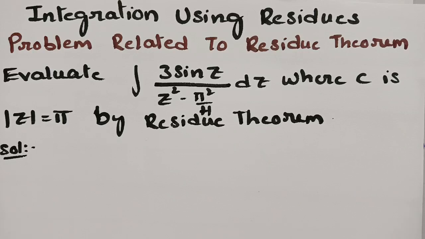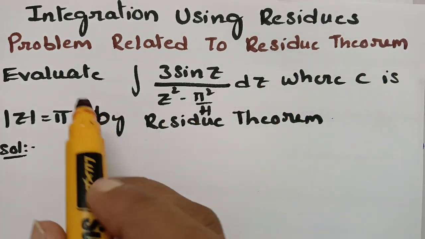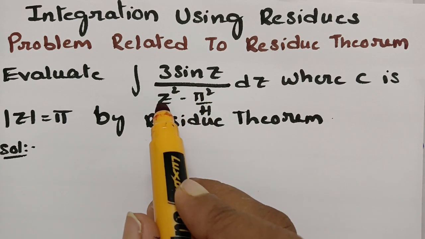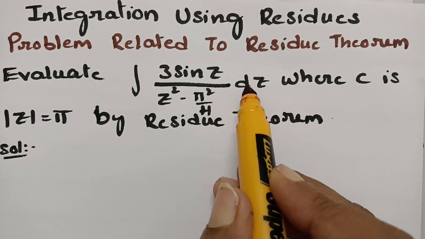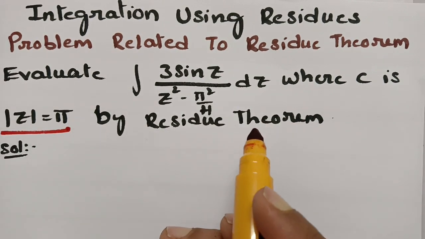This video is on integration using residues. In today's video, we are going to solve the problem using the residue theorem. We are going to evaluate the integral of 3 sin z by (z² − π²/4) dz, where C is |z| = π, using the residue theorem.